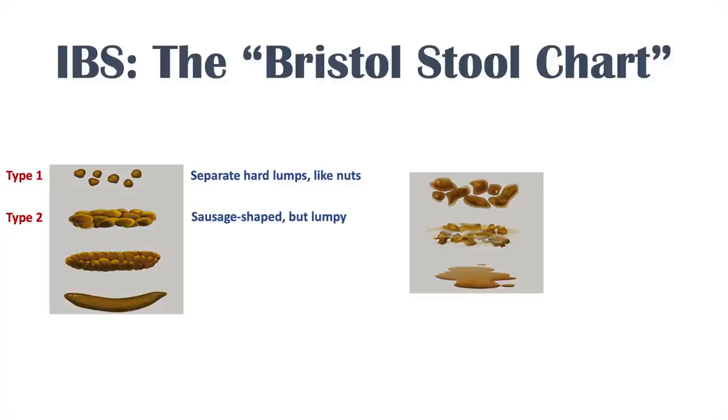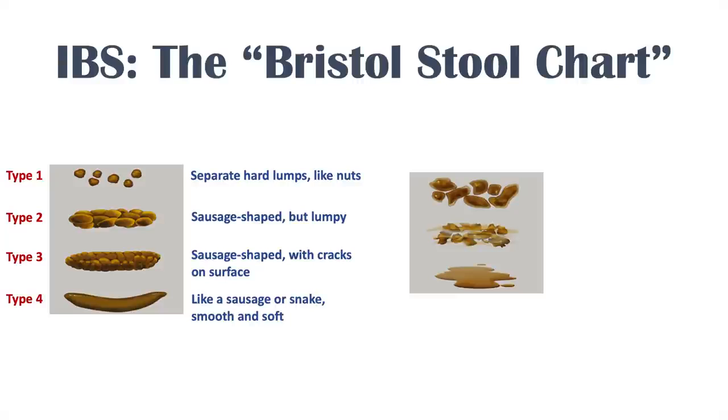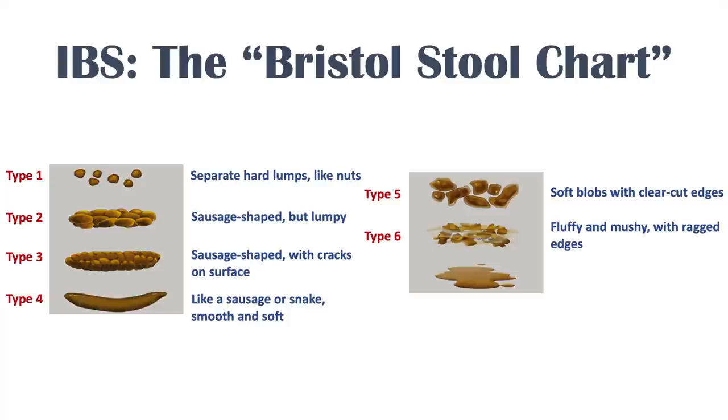Type 2 is when the bowel movement is sausage shaped but lumpy. Type 3 is sausage shaped with cracks on the surface. Type 4 is like a sausage or snake. It's smooth and soft. This is generally what we call a normal bowel movement. Type 5 is when there are soft blobs with clear-cut edges. Type 6 is fluffy and mushy with ragged edges. And type 7 is watery and entirely liquid. So this is essentially diarrhea.